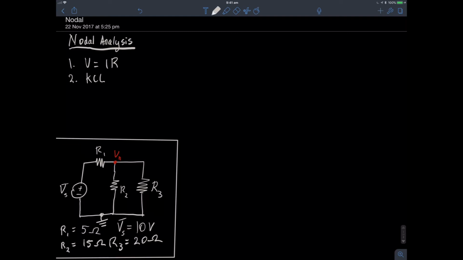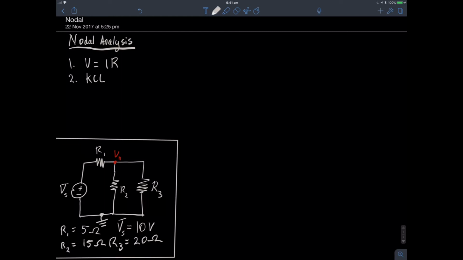Sometimes they won't put the common in the question, sometimes you'll have to make it yourself, but it doesn't actually really matter where you put it. Usually it's just good to put it in a place where lots of wires are connecting, and we call it 0 volts there. So we mark the common there as being 0 volts.